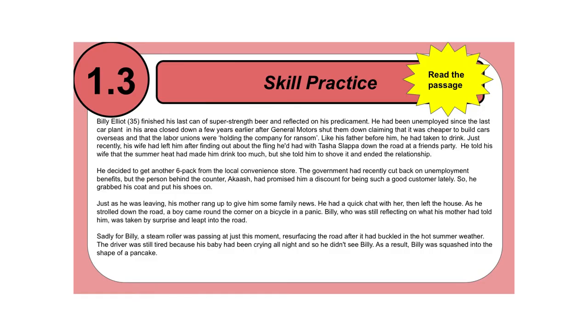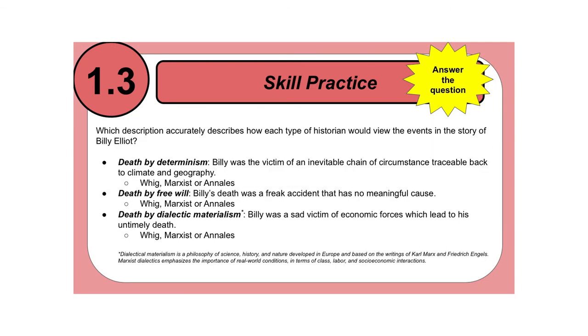So let's take a moment here to do a skill practice, and I want you to pause the video and read this particular paragraph. We're going to look at the story of Billy and find different vantage points on how different schools of historiography would look at this story. So pause the video and read this story, and we'll go from there. So poor Billy Elliot is really having a bad time of it, or should we say had a bad time of it, ha ha ha. But the question is, which description accurately describes how each type of historian would view the events in the story of Billy Elliot? So first one, let's take a look at it.